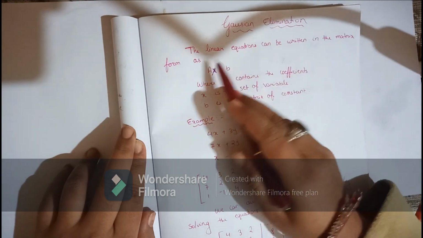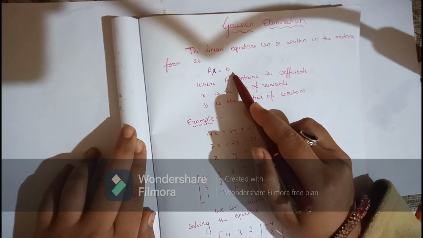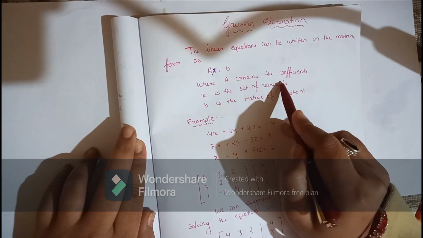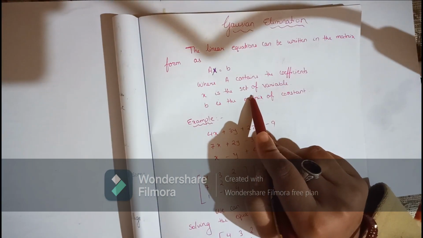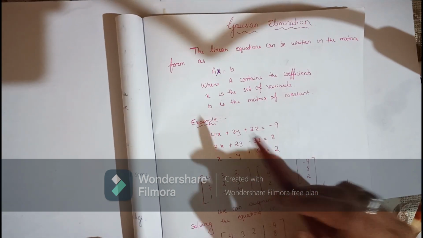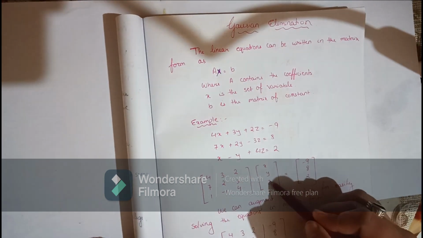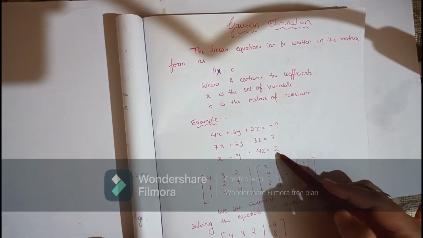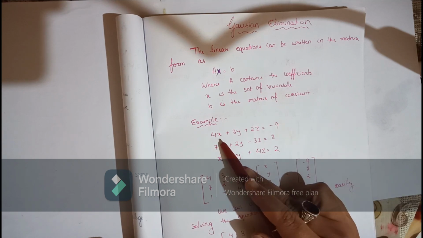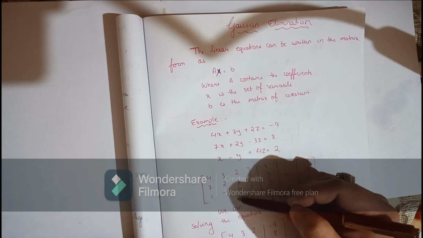Okay, so we know that linear equations can be written in matrix form as Ax = b, where A contains the coefficients, x is the set of variables, and b is the matrix of constants. For example, these are three equations. Here x, y, z is the set of variables, -9, 8, 2 are the constants, and this is the coefficient for x, the coefficient for y, and the coefficient for z.